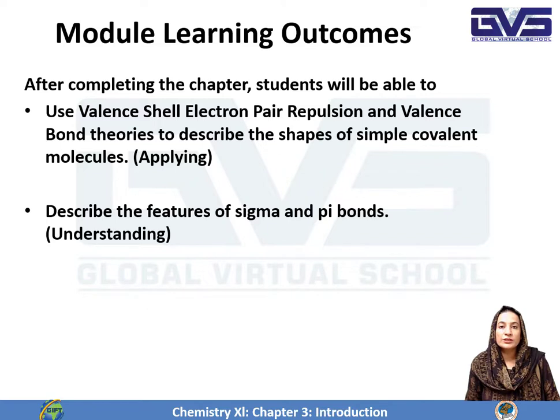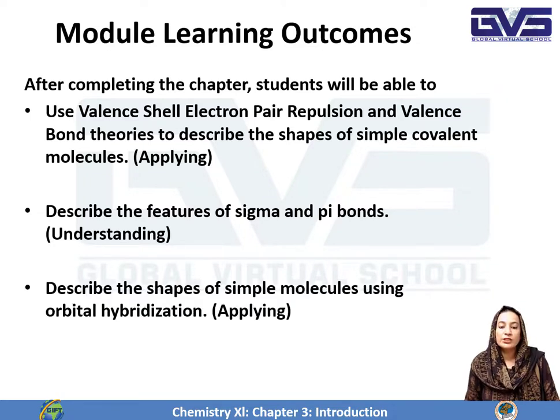Then you will be able to describe the features of sigma and pi bonds. Basically bonds are of two types, sigma and pi. And what is sigma and what is pi, you will be able to describe their features in this chapter. And you will also be able to describe the shape of simple molecules using orbital hybridization. Some molecules need to be described with the help of hybridization, because basically all molecules cannot be explained with a single theory. So different theories explain different geometries of different molecules.